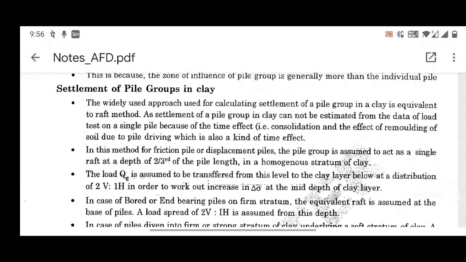I'll discuss everything: when the load dispersion will be from two-thirds of the length of the pile, and when it will be from one-third of the pile.